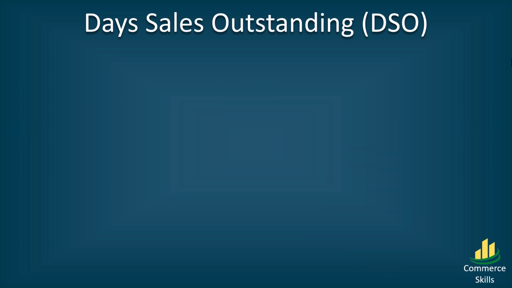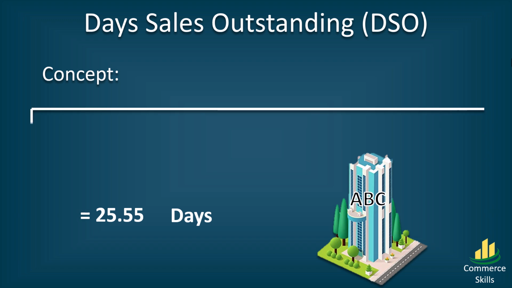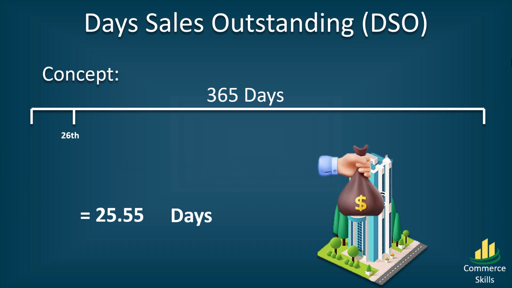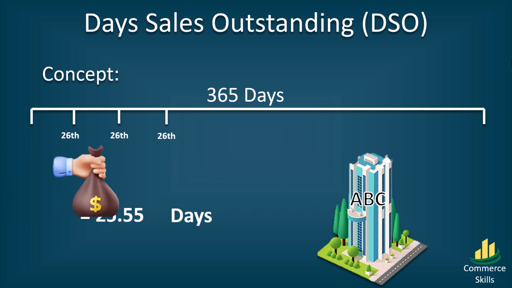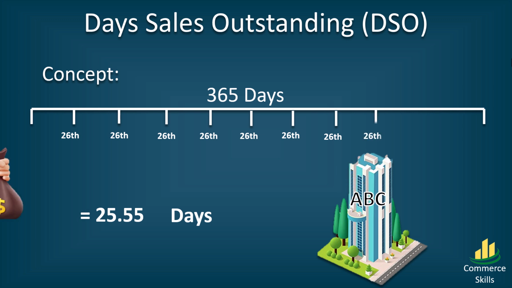Now, let's understand what this means. 25.55 days means that, on average, the company collects its total credit sales every 25 to 26 days throughout the year. In simple words, after making a credit sale, the company receives the payment approximately every 26 days throughout the year. So, it's a very easy and powerful formula to understand how quickly a company gets paid by its customers.